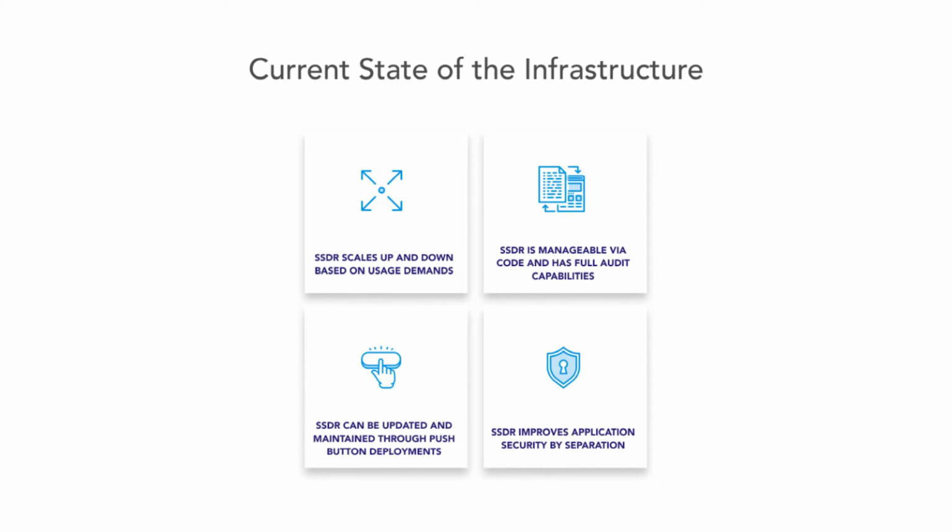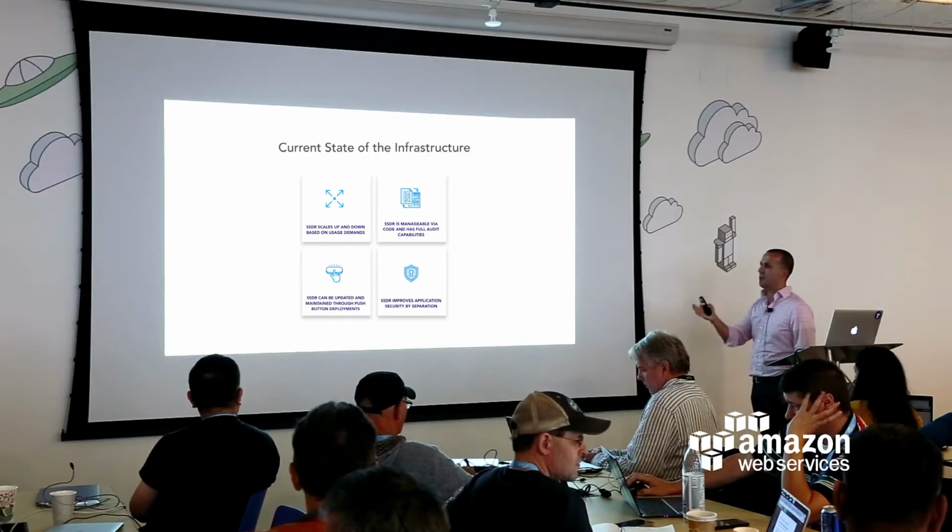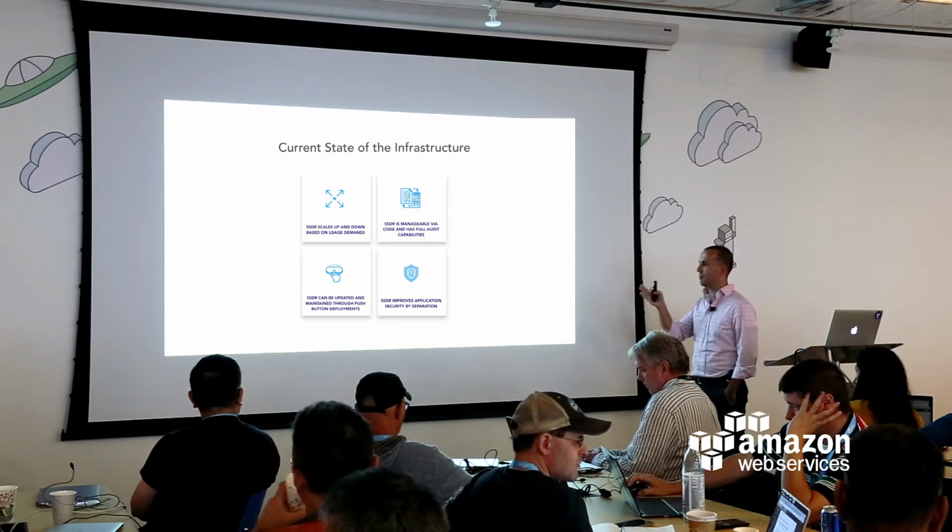And SSDR is manageable via code and has full audit capabilities. We use GitHub, so all our code is pushed and all PRs are approved before anything is pushed between QA, staging, and production. We don't have a dev environment because all our developer teams are using containers and they're using Docker locally to test their containers. And once they're ready, we just push them to QA in this case, and once QA passes, push to staging and so on. And SSDR can be updated and maintained through push button deployments.